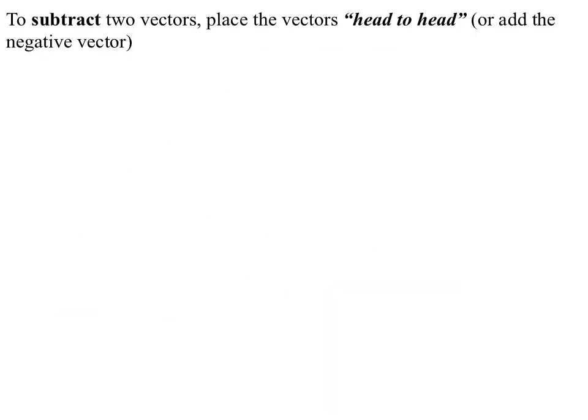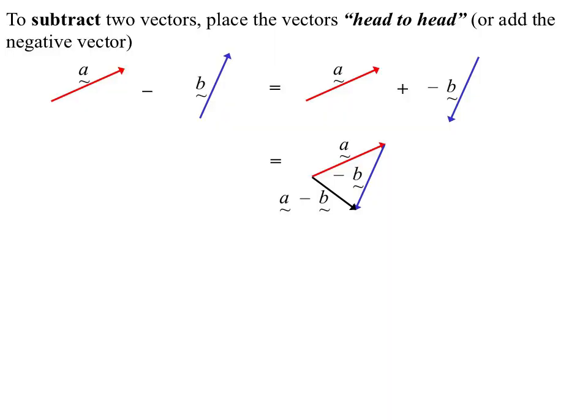Now, subtraction then, well, you might like to think of subtraction as actually addition, but you're adding the negative vector. So if I want to go A minus the vector B, then I go, well, here's A, and there's negative B, and I'll add those two together. So I'll go A minus B, and there's my vector, A minus B.